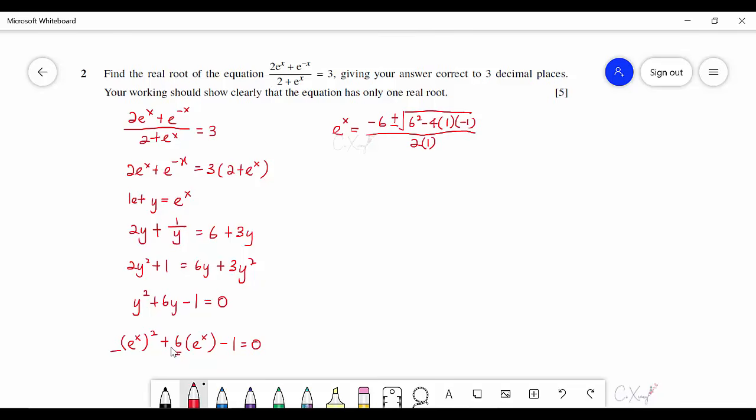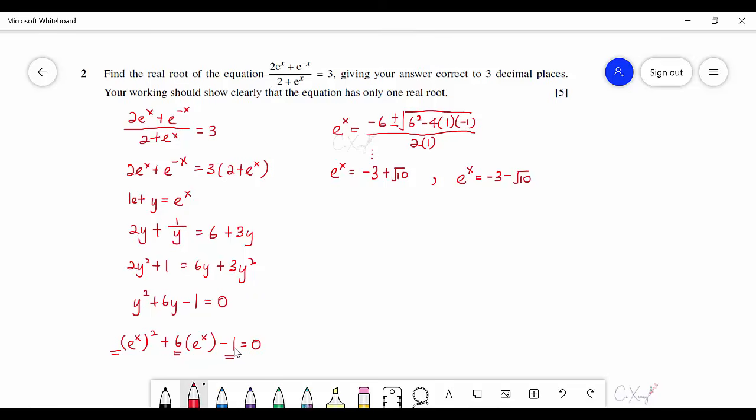Okay, so for information, this is the a, where it is 1, and the c is this one, which is negative 1. All right, so of course you can continue and simplify it. If you simplify everything, eventually you will get two values for e power x. The first one will be negative 3 plus square root 10. Another one will be e power x equals negative 3 minus square root 10.